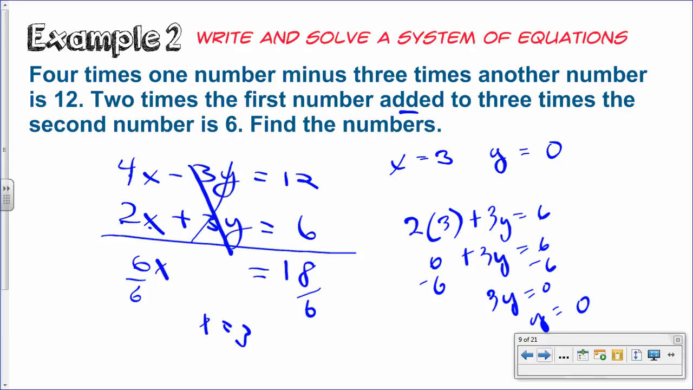How's that working for you? Just like that? I like it better than the last one. Yeah, substitution is pretty involved, but this one, speed-wise, is a lot faster. I think it's a lot easier to keep all your information. The problem you run into is what if you don't have opposites? Can you make an opposite? Yeah. How do you make an opposite? Multiplying the whole equation by what?